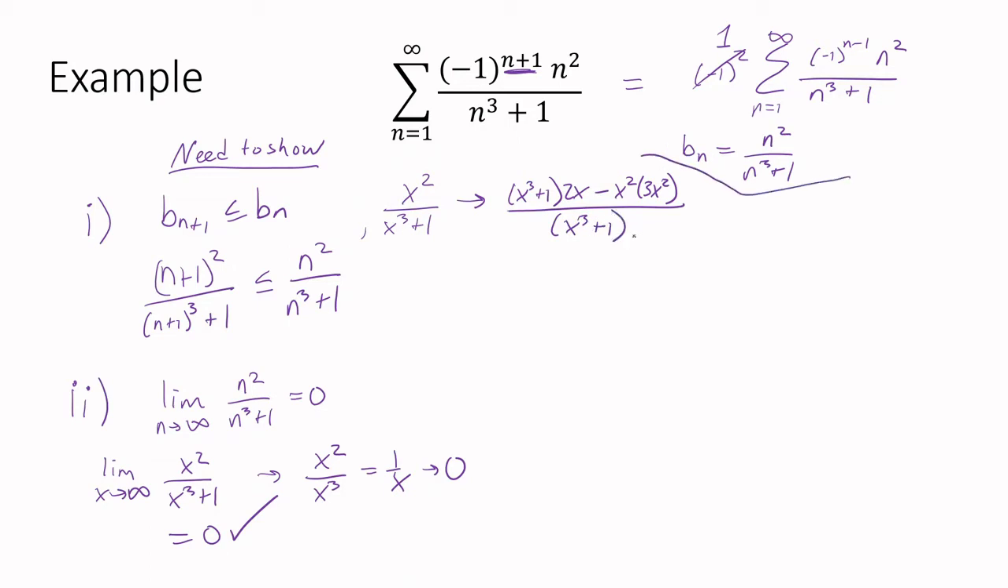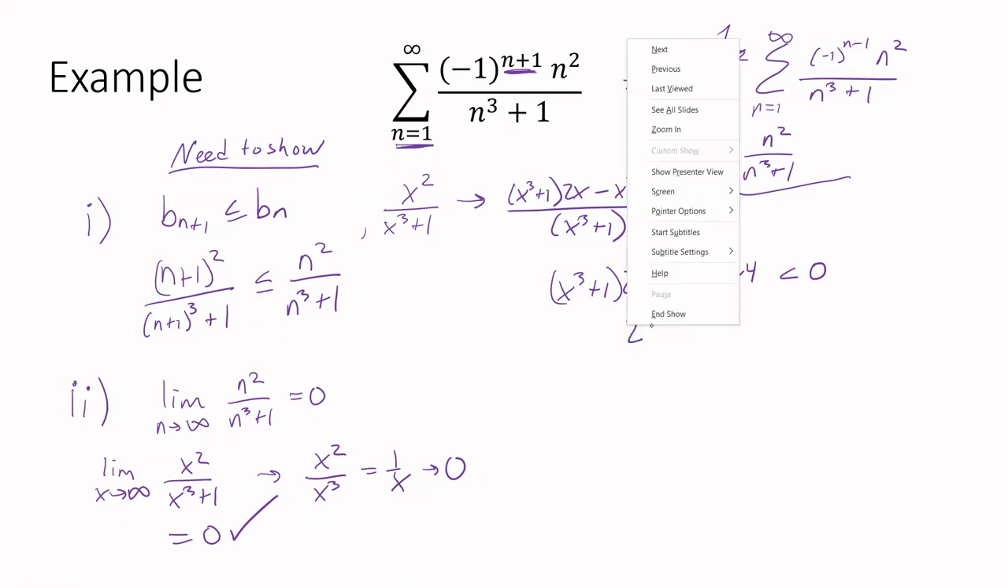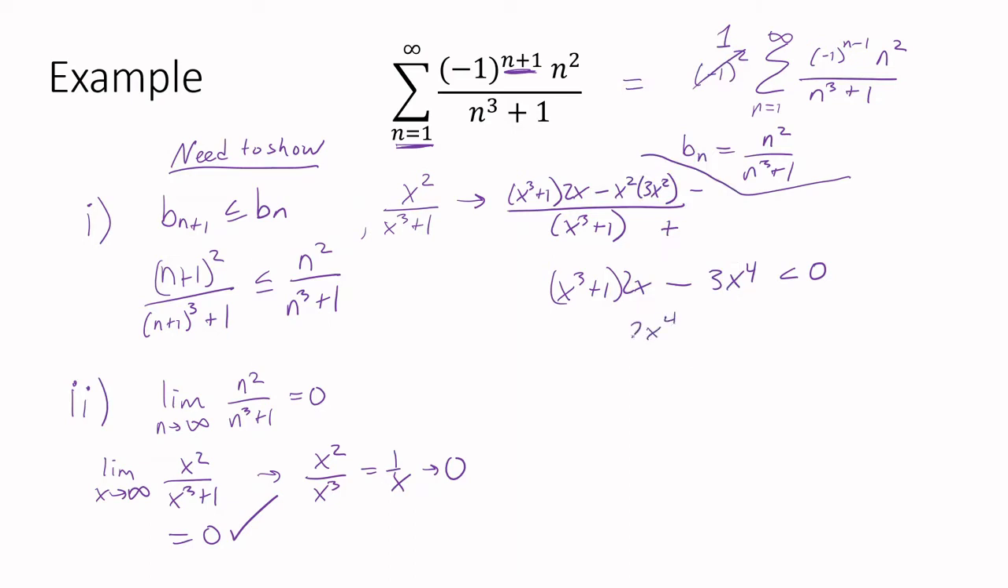Okay, so what do we need to show here? Well, the bottom, because x is always positive, the bottom is going to be positive. So we need to show that the top is negative. That is, we need to show that this is always going to be less than 0 for all the x values we care about. Remember, that's x greater than or equal to 1 because that's what this says here. Okay, so let's play around. This is 2x to the 4th plus 2x minus 3x to the 4th would be less than 0. So this is what we're looking for.